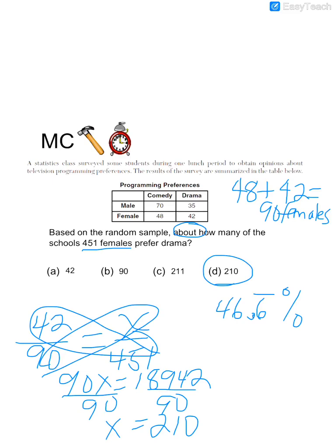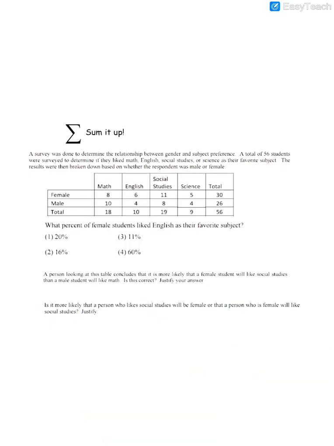So there's two different ways that I can do it. One, I'm just going to set up a proportion, but you could convert 42 out of 90 to a percent and then take this number and times it by 451. However way you do it, you still get the 210.46 repeating. And that's not going to round up. That's actually going to round down. All right, let's take a look at the next example.